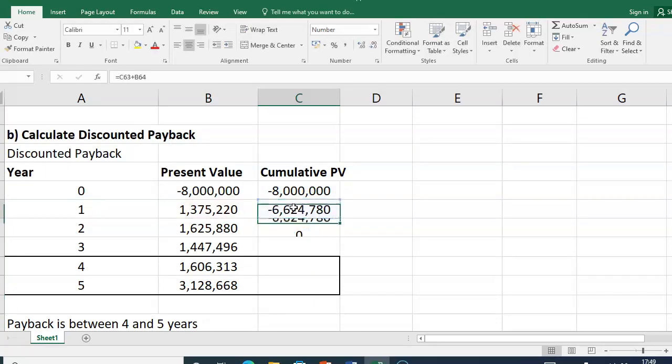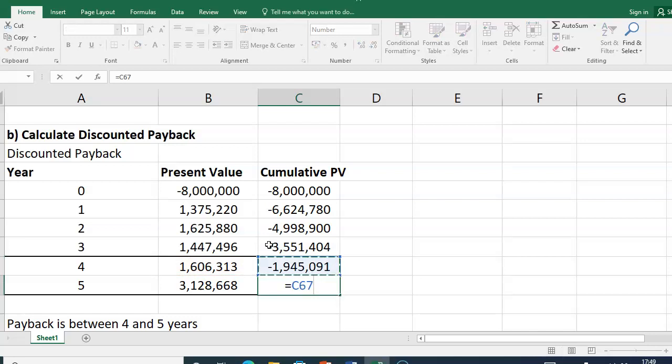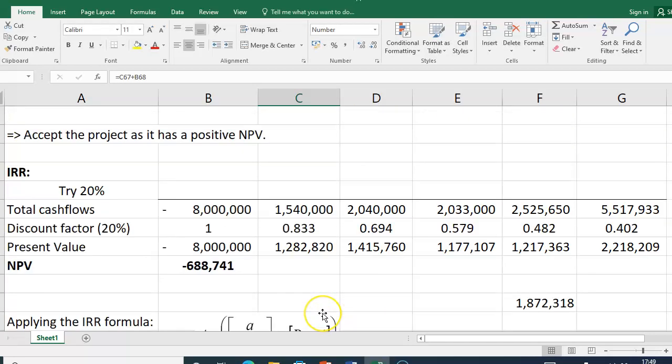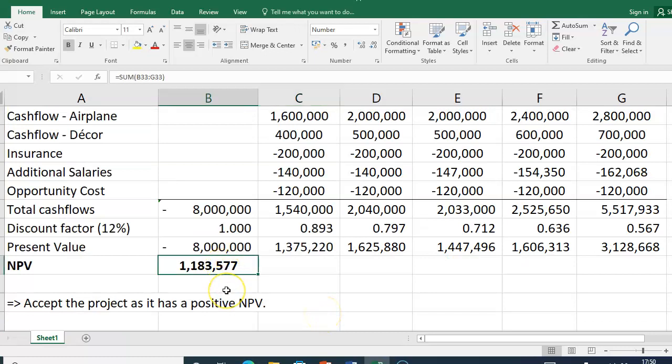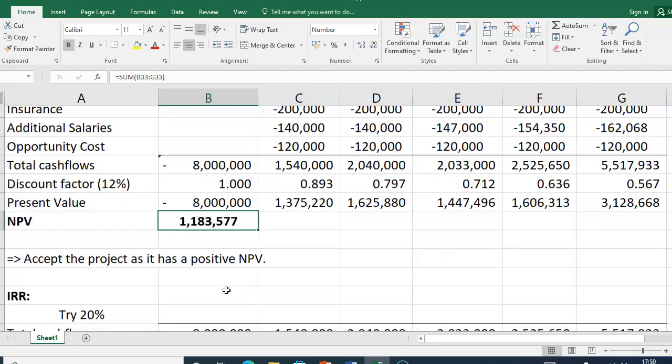One of the handy things with the discounted payback that you don't get with the undiscounted is that you will know if you're right if the figure you're left with at the end is equal to your NPV calculation. This will be a moment of truth for us. 1,183,577, 1,183,577. So we've calculated that correctly.